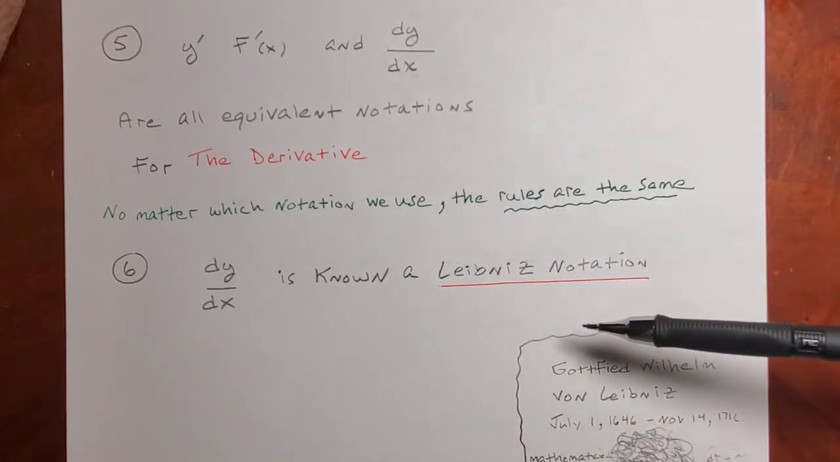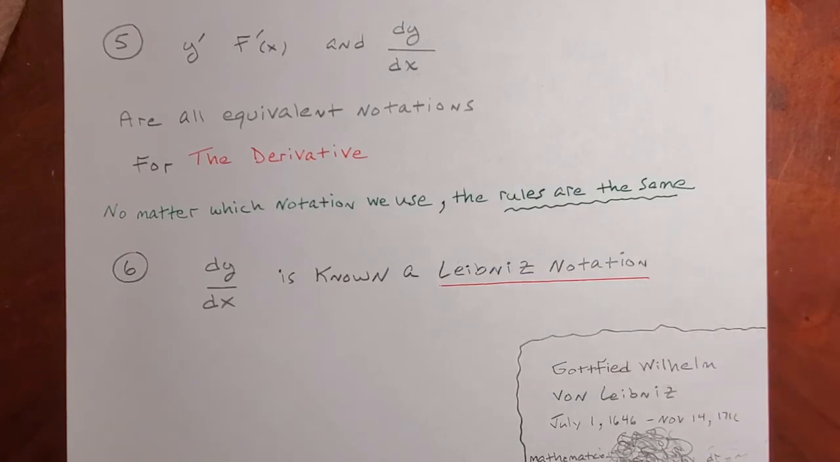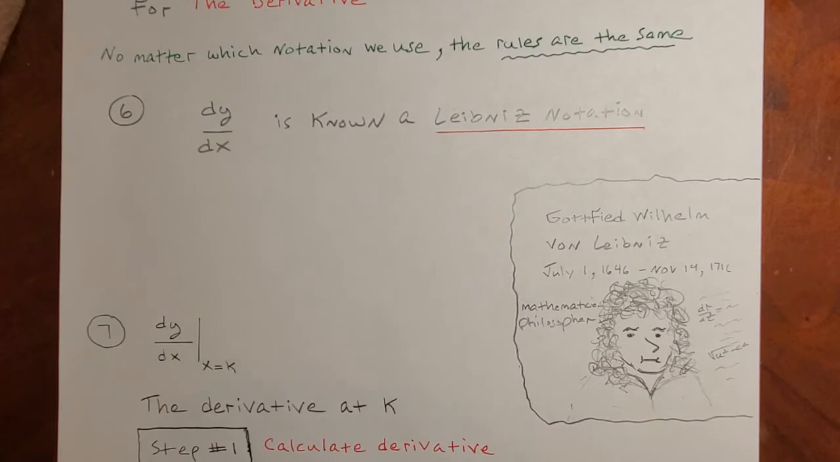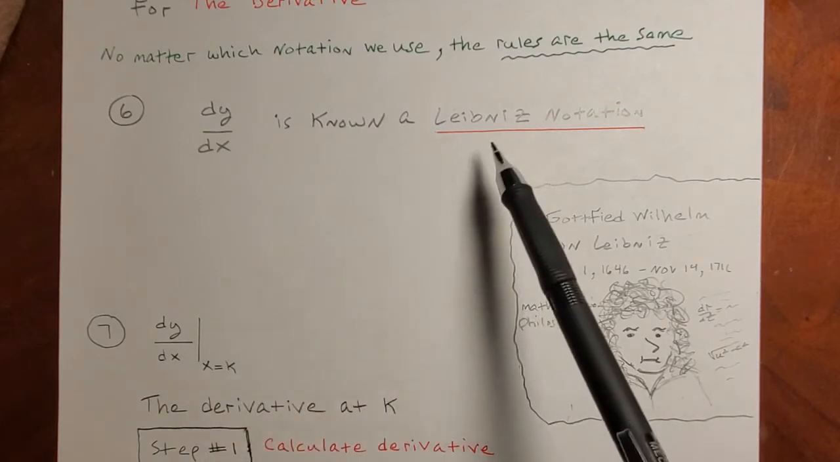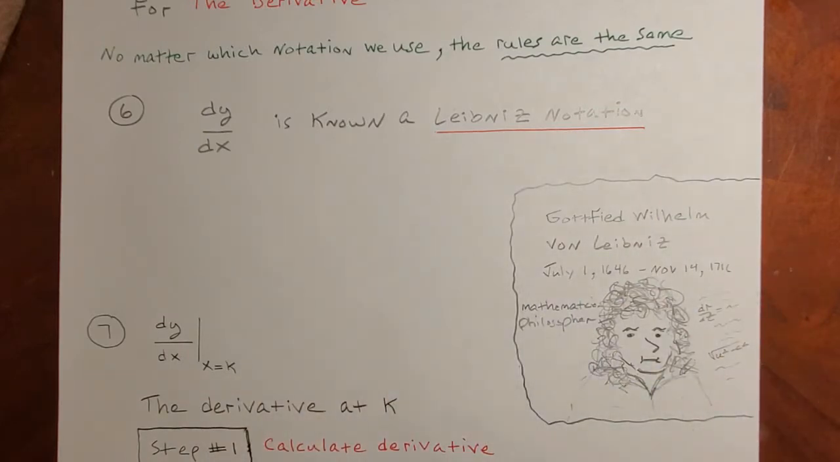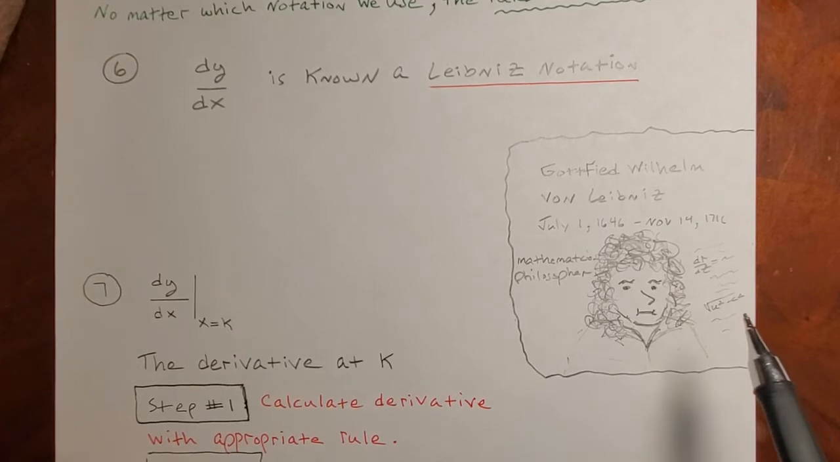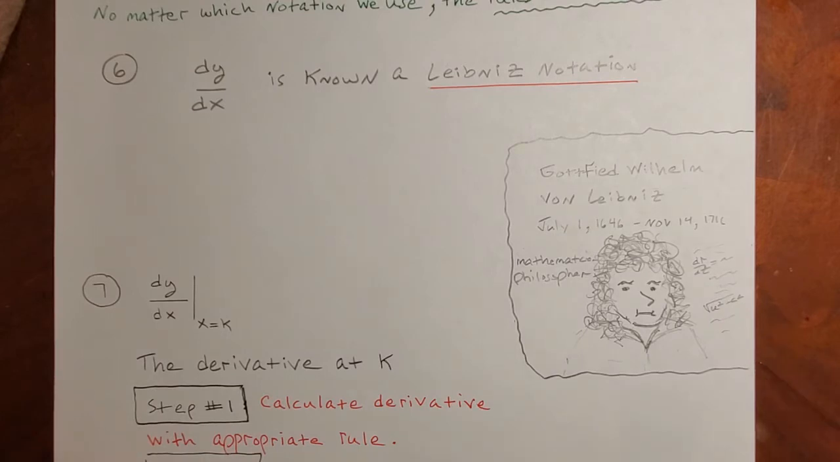All right, so you'll see Leibniz notation all over the place. Yes, so dy over dx, when we write derivatives that way, that's known as Leibniz notation. Gottfried Wilhelm von Leibniz, mathematician, philosopher, somebody that would probably be highly insulted by this portrait if he hadn't died so long ago. Yes, he was a mathematician, and his notation is named after him, okay?